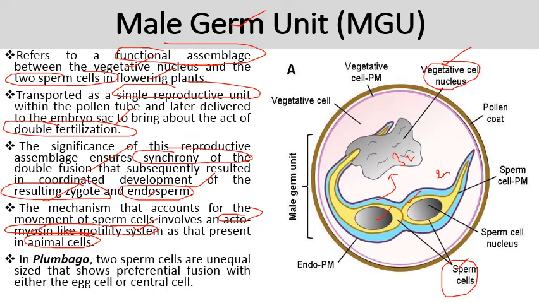In Plumbago जो दो sperm cells हैं उनका size same नहीं होता है, they are unequal sized. That shows preferential fusion with either egg or central cell. So size different है Plumbago में. दो sperm cells का preferential fusion show करता है. It means कि एक उसमें से fuse करेगा egg के साथ, दूसरा central cell के साथ on the basis of their size. So this is what is male germ unit.